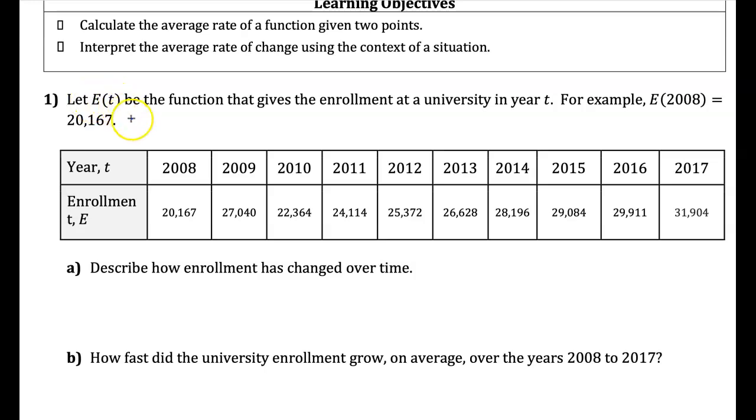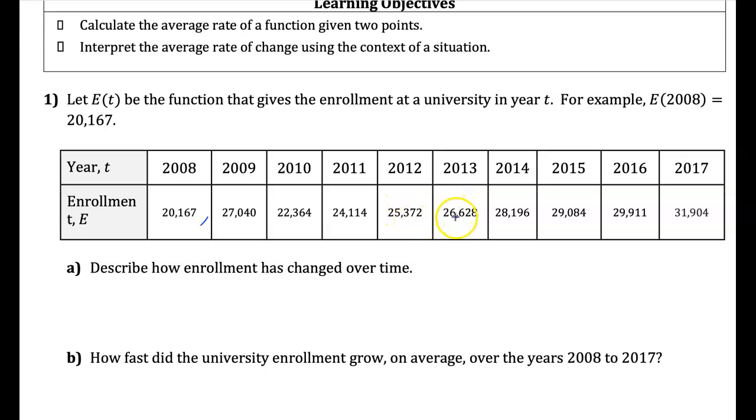Let E of t be the function that gives the enrollment at a university in year t. For example, the enrollment in the year 2008, E of 2008, is 20,167. Okay, so we're going to answer a few questions. Let's take a look at this table: in 2008 the enrollment is 20,167, then it goes up to 27,040 in 2009.